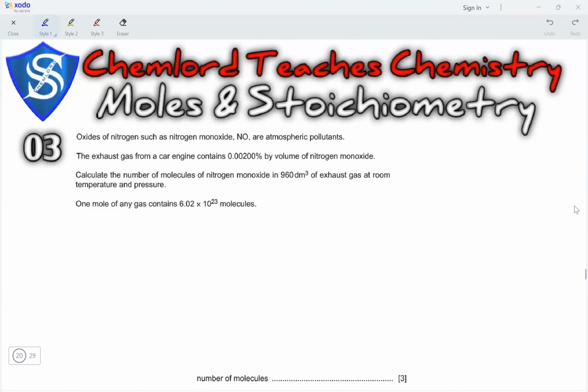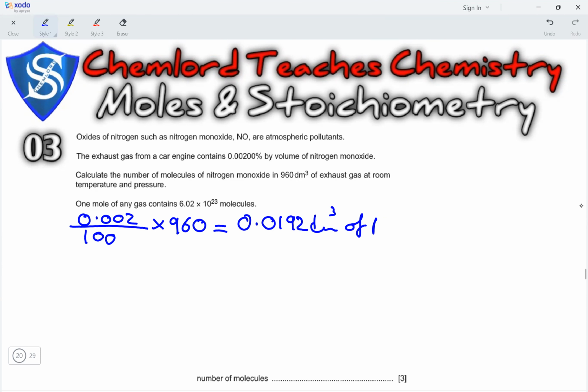So the first thing we need to do is calculate the volume of nitrogen monoxide in 960 dm³ of exhaust gas. In order to do that, we would divide 0.002 by 100 and multiply it by 960, which gives us a volume of 0.0192 dm³ of NO gas present in the exhaust gas.